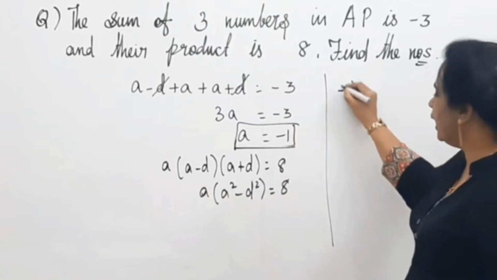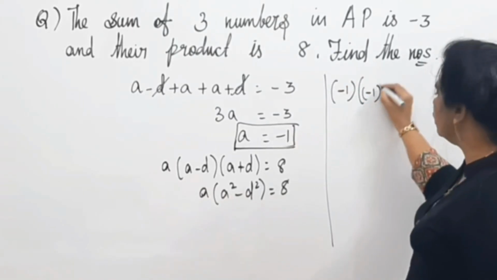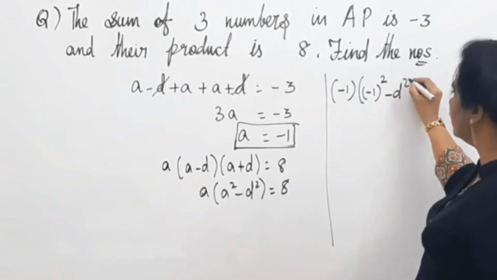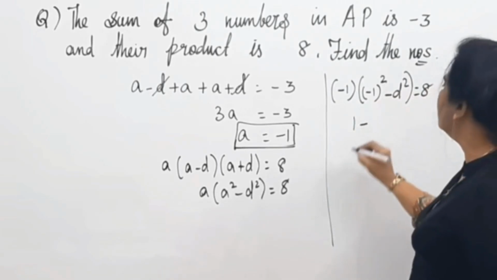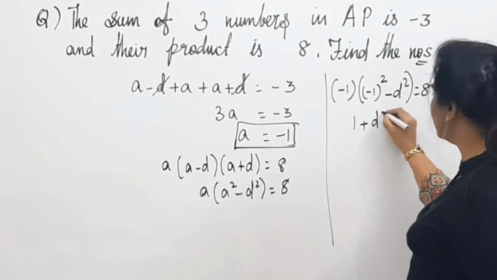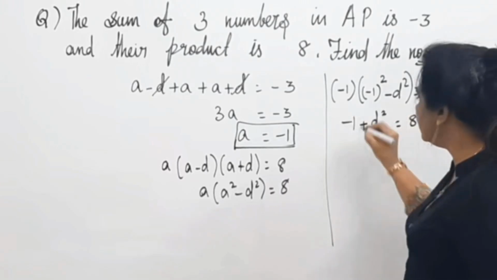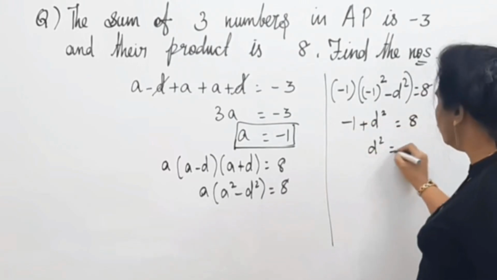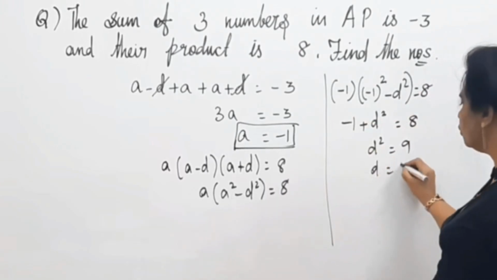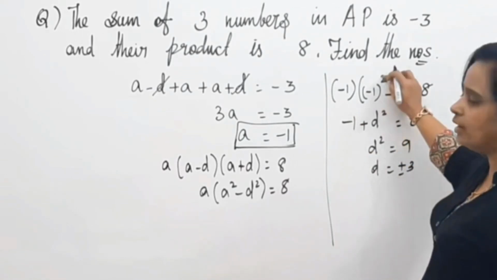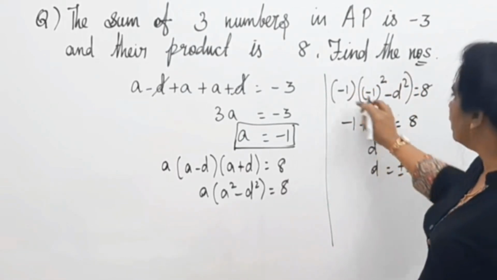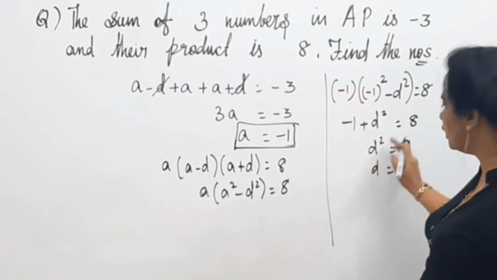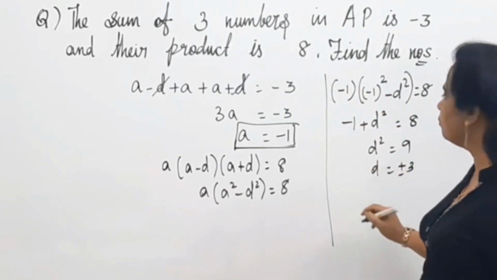Substituting the value, minus 1 into minus 1 the whole square minus d square is equal to 8. So I would have 1 minus d square is equal to 8, so d square is equal to 9. So d is equal to plus or minus 3. Minus 1 into plus 1 is minus 1, and minus into minus becomes plus d square. So d is equal to plus or minus 3.